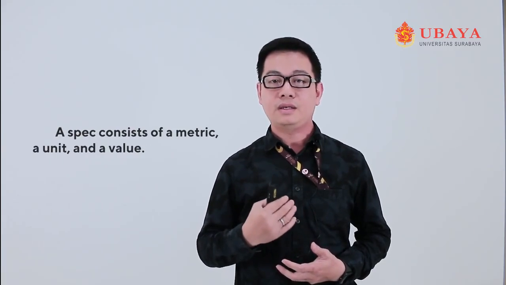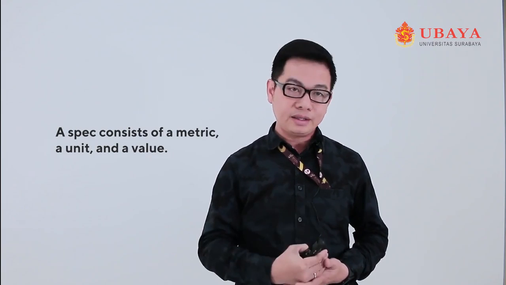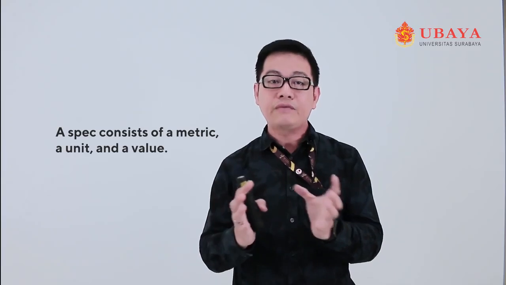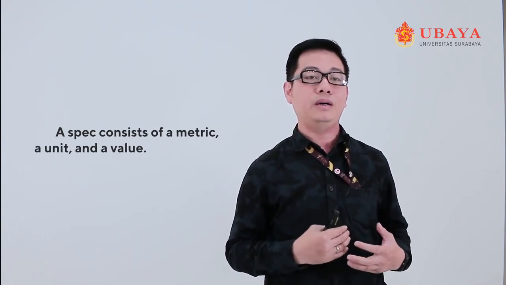Spec stands for specification. Specs is a set of specifications. So one principle which is very important for product specification is that it consists of a metric, a unit, and a value. One example, when we are talking about velocity or speed, what is the unit and the value? The unit is perhaps meter per second, and the value is, for example, 100 meters per second.